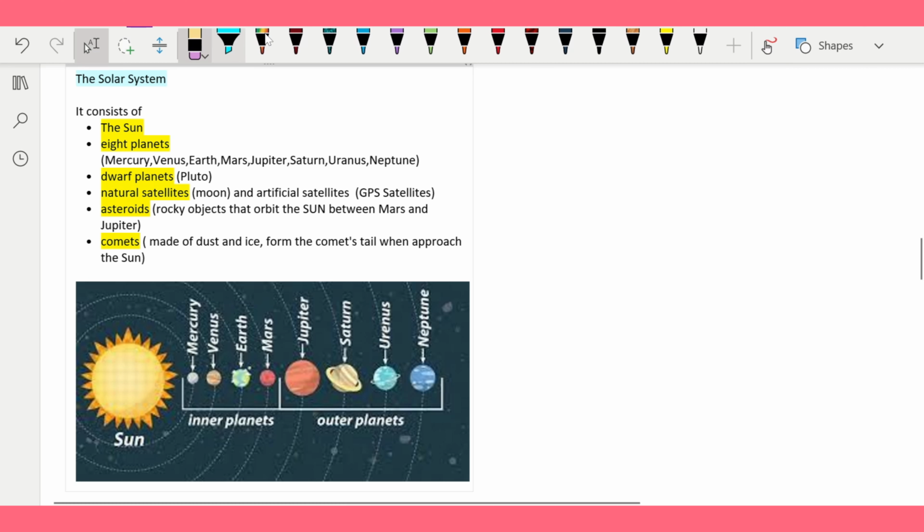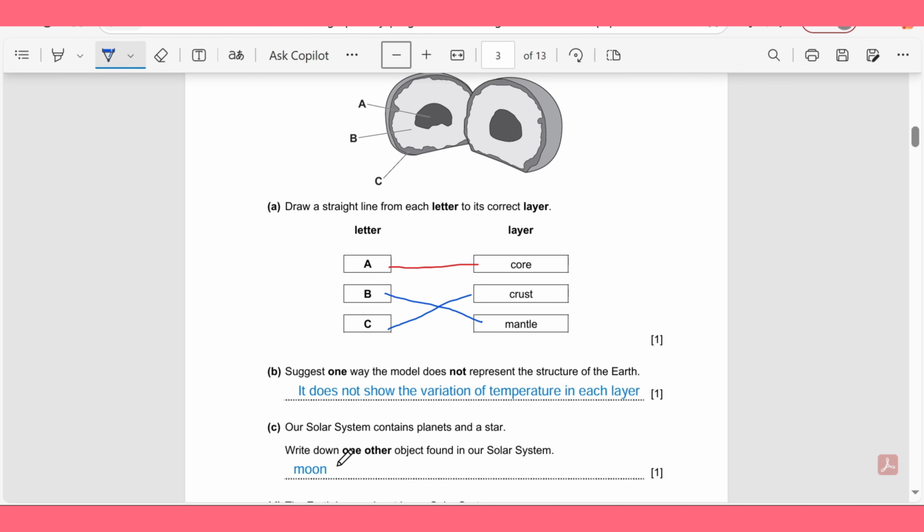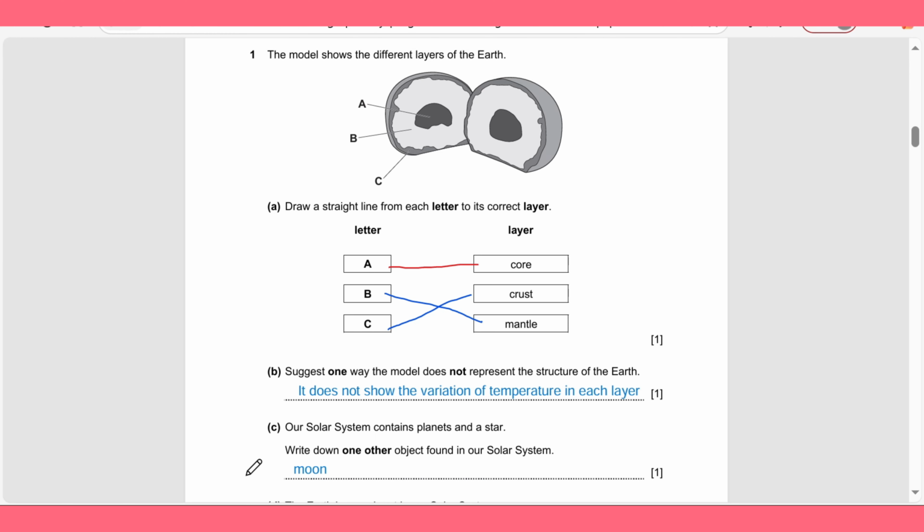So this is our solar system, the pictures. It consists of the sun, 8 planets: Mercury, Venus, Earth, Mars, Jupiter, Saturn, Uranus, Neptune, and Pluto somewhere there, and natural satellites, that's moon, and artificial satellites, asteroids, rocky objects between Mars and Jupiter. Here it is, asteroids, and comets made of dust and ice. So you can answer any of this: moon, comets, asteroid. It should be correct. So besides moon, you can also write asteroids, comets. So just put one answer in here.